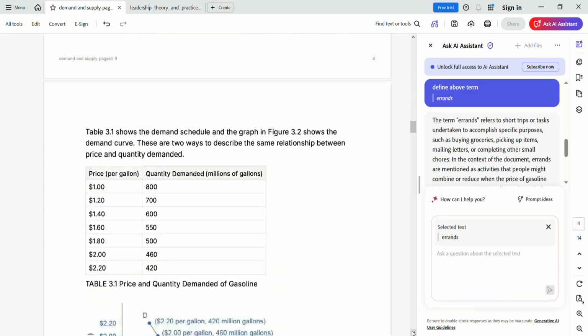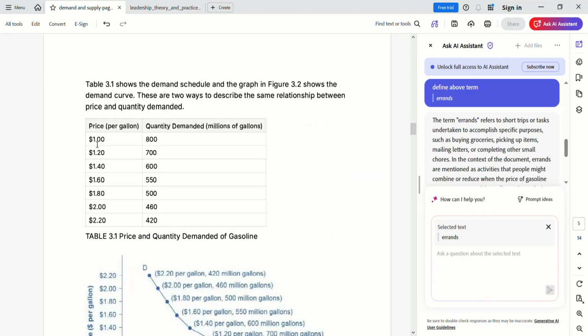Here is a schedule. We can see here that if the gasoline price is $1, the quantity demanded for that gasoline is 800 million gallons.